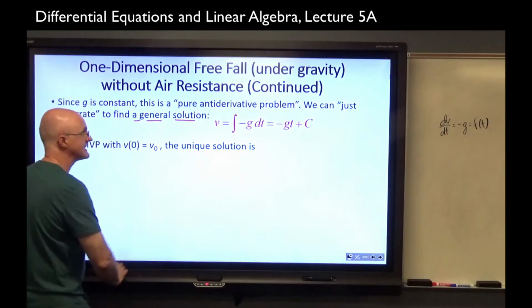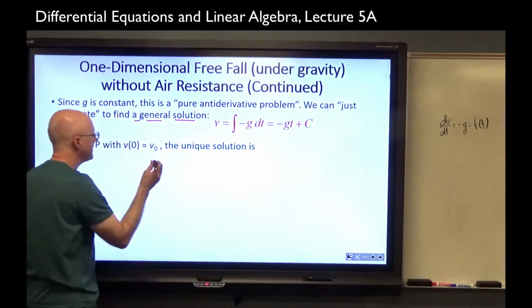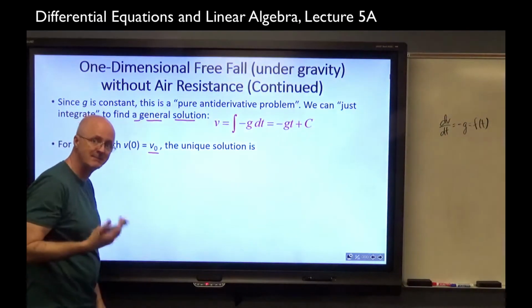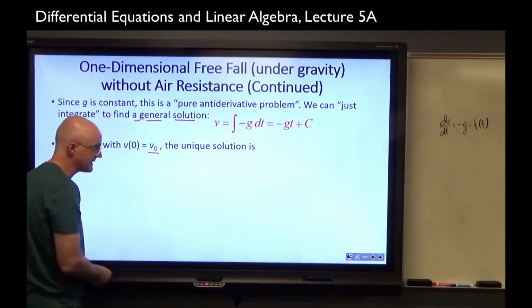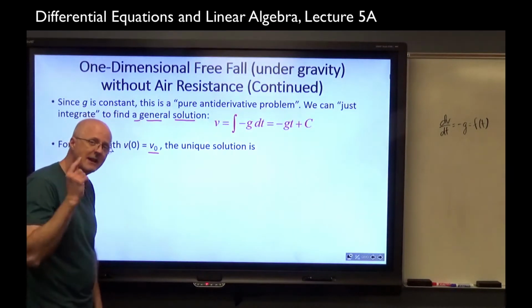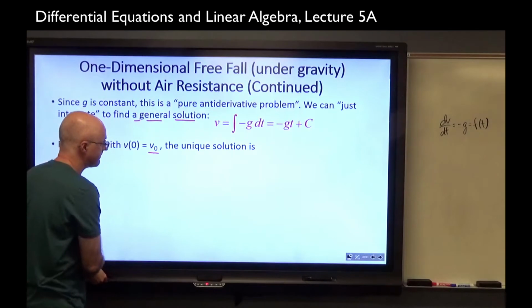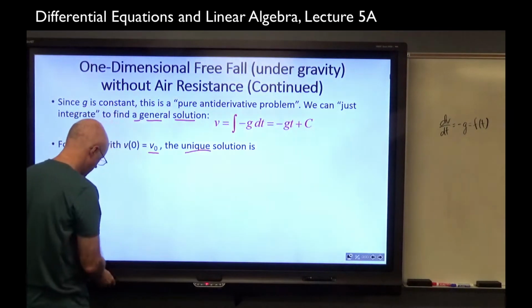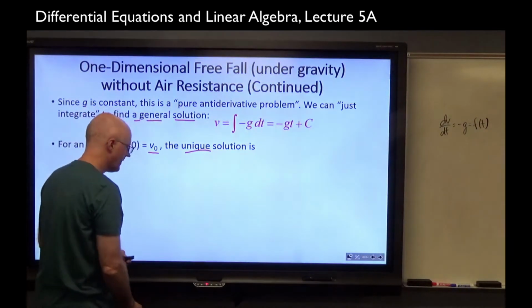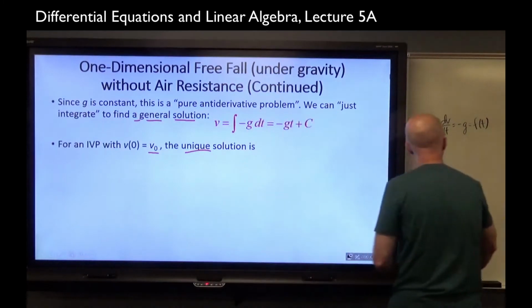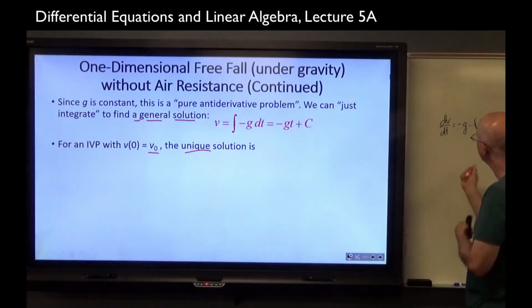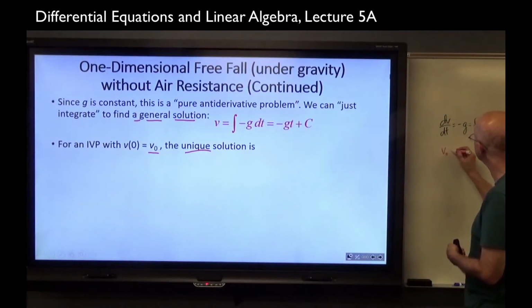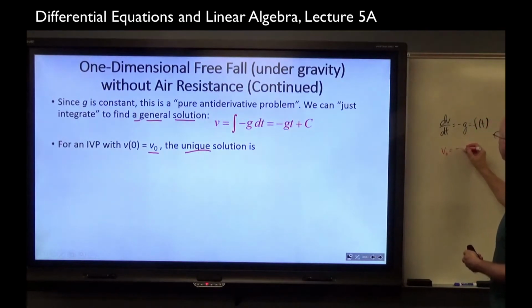So here I'm imagining c to be arbitrary. Here I'm imagining v0 to be something specific. I'm not saying what it is, and it could be anything. I'm just imagining it to be something specific because it's going to give us a unique solution of the initial value problem. And that can be found by just solving for c. If you replace v with v0 and t with 0, and solve for c, you see that c equals v0.